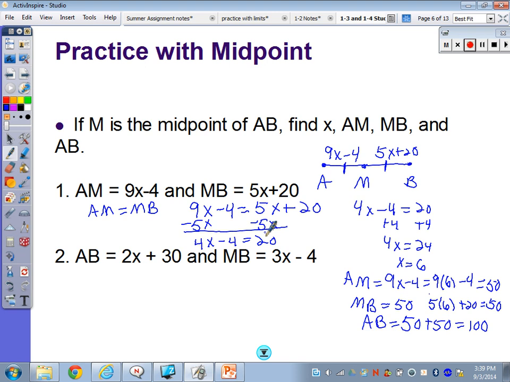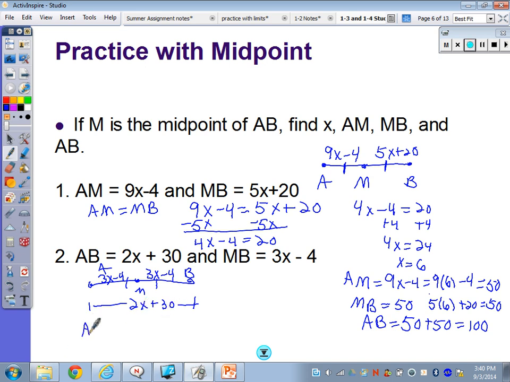Okay, and then number 2, similar. Same diagram. If AB is 2x plus 30, if I draw it down here, so the whole thing is 2x plus 30. And then MB is 3x minus 4. Okay, so if MB is 3x minus 4, and they don't tell me anything about AM, the only thing I know is that they're equal, so this is also 3x minus 4. And then we know that they have to be equal to the total, which is 2x plus 30.